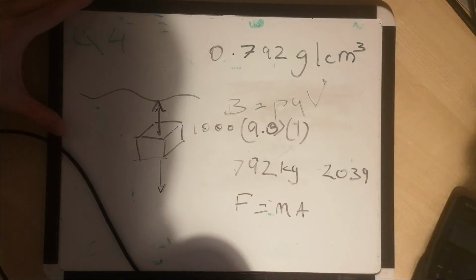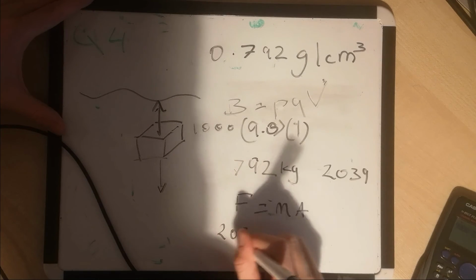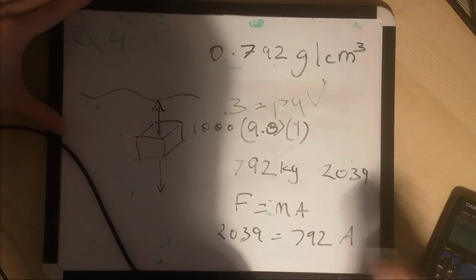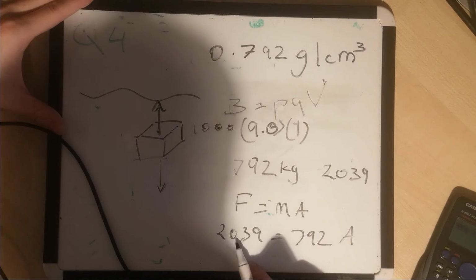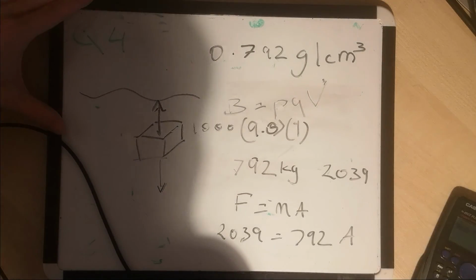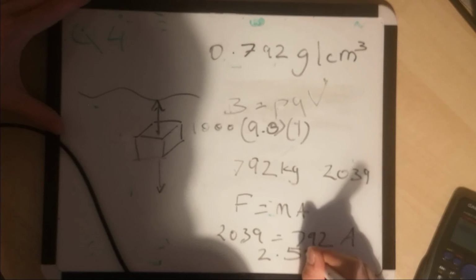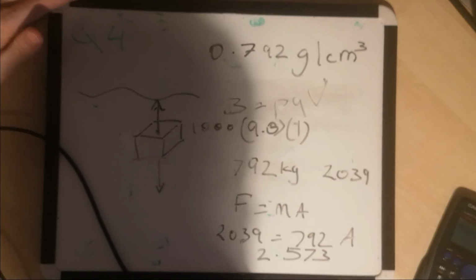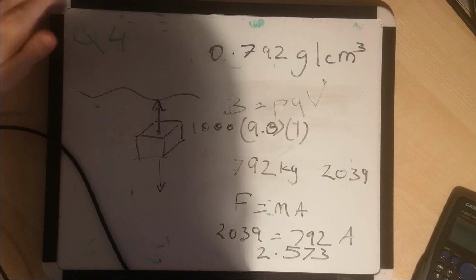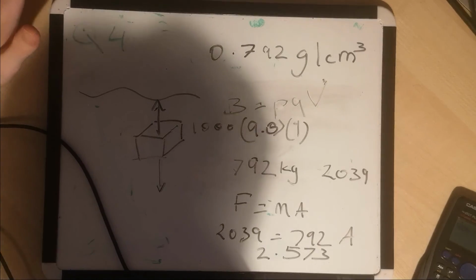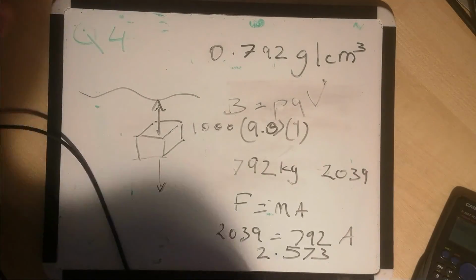Now we can simply use F equals ma. Our force is 2039, equal to our mass, 792, times a, which is unknown. Dividing this number by that one gives an acceleration of 2.573. I've already done this question before, so I know the answer, and that is it for me. I'll do question 5 now.